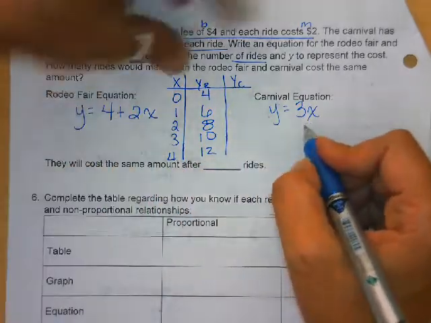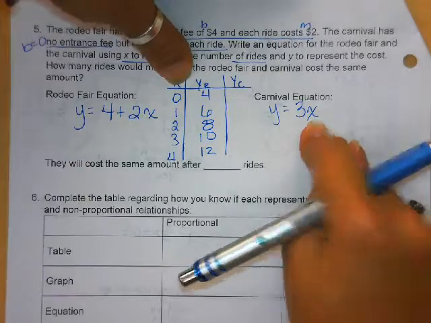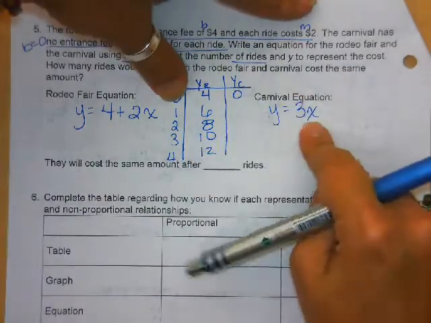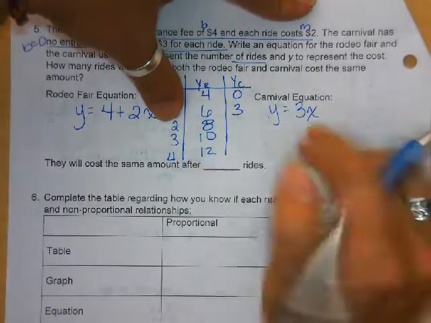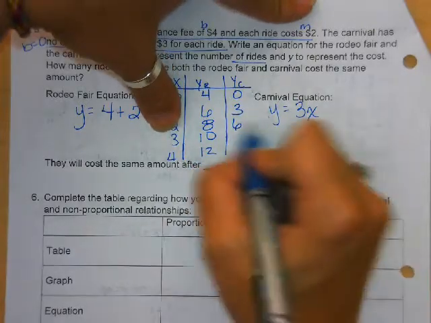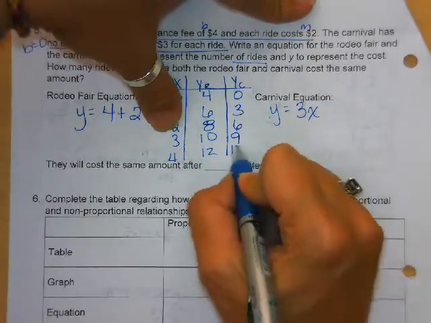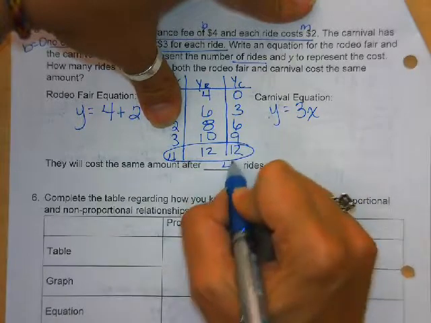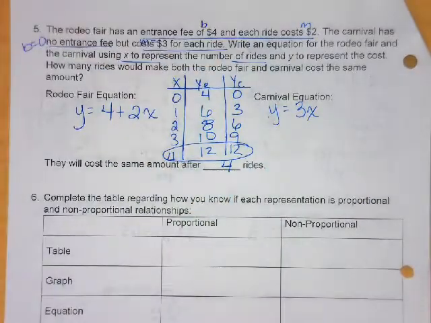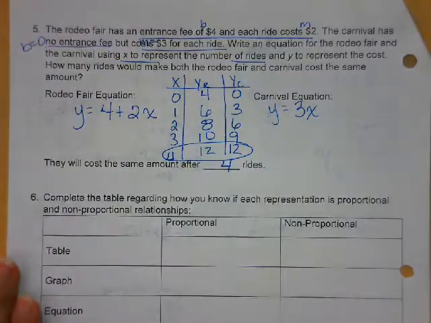I can come over here. I'm going to put 0 here. 0 times 3 is 0. 1 times 3 is 3. 2 times 3 is 6. 3 times 3 is 9. 4 times 3 is 12. And I can see that at 4 rides, it does cost the same, which is $12.